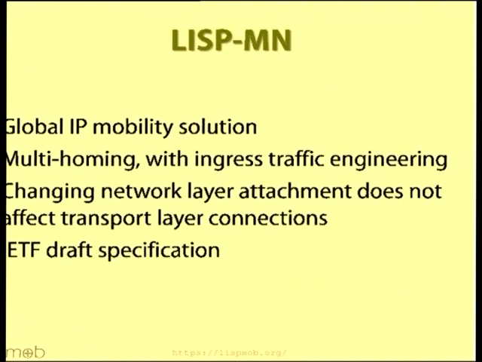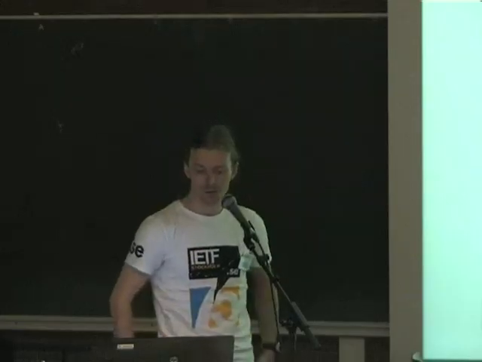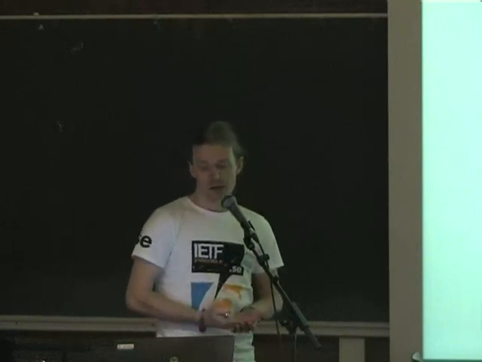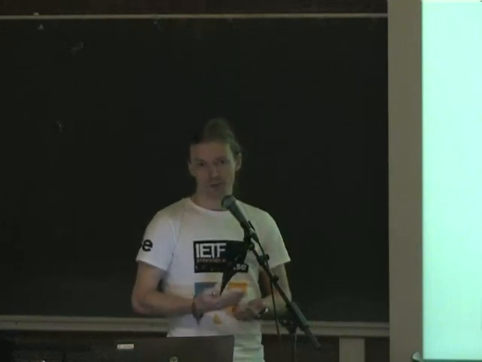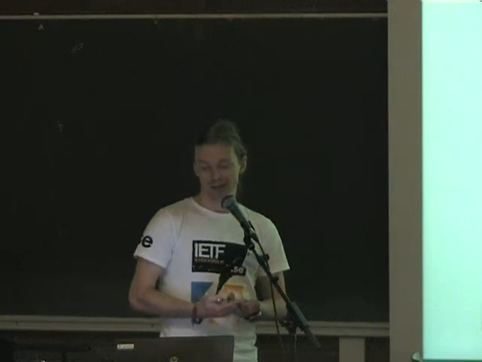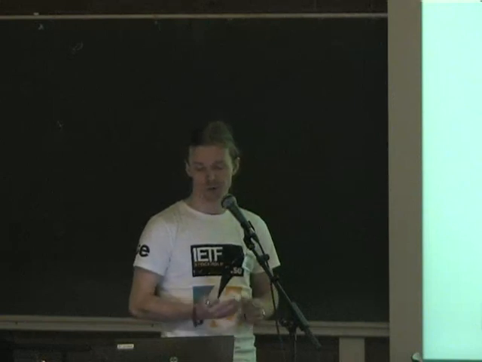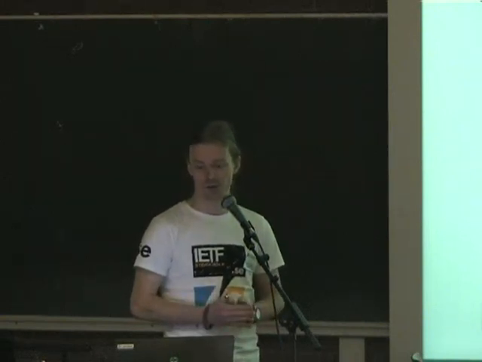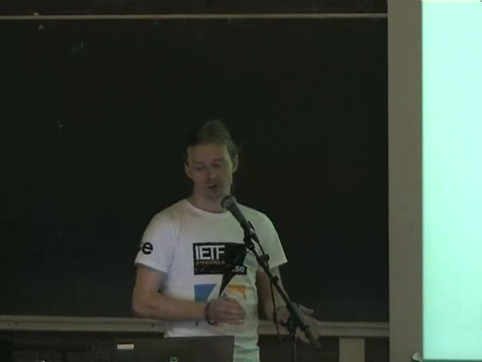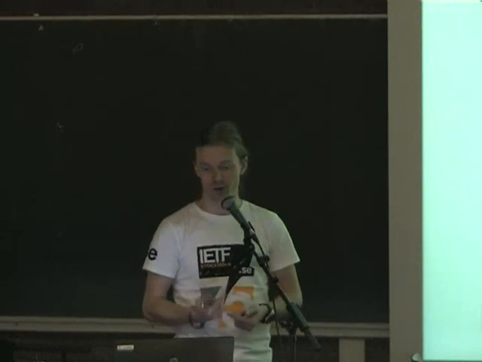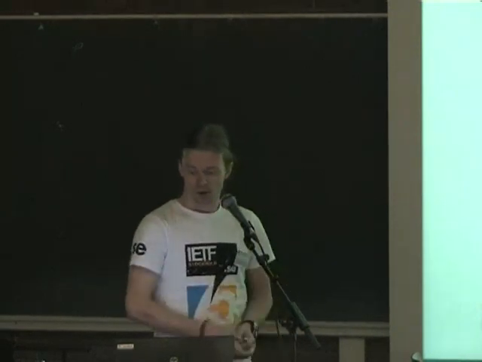And then there is a lightweight version of LISP, which is called LISPmob node, which is a global IP mobility solution. It supports multi-homing, so you can have more than one interface, even more than one active at the same time. It supports ingress traffic engineering for these separate interfaces. You can define priorities between them. And changing your network attachment point doesn't affect your transport layer connections because your identifier does not change.